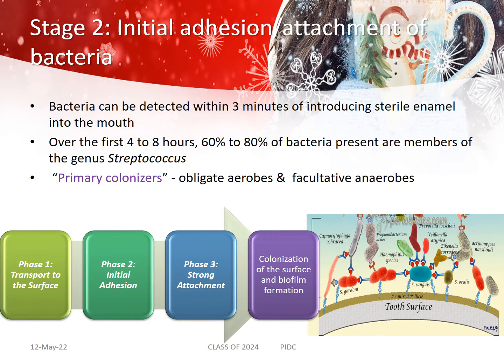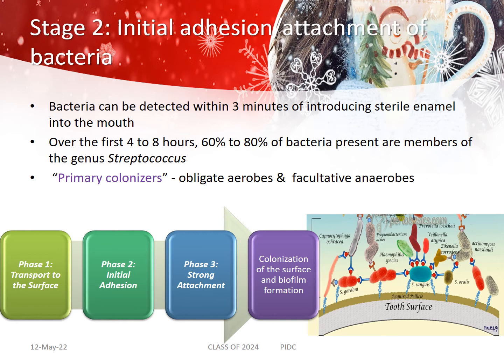Coming on to stage 2, where there is initial adhesion and attachment of the bacteria, bacteria can be detected within 3 minutes of introducing sterile enamel into the mouth. In other words, within 3 minutes of a baby being born, its oral cavity has some amount of bacterial formation. Of course, that is going to be non-pathological; it is going to be normal flora. Over the first 4 to 8 hours, 60 to 80% of the bacteria present are members of Streptococcus. Primary colonizers include the obligate aerobes and the facultative anaerobes. This is generally occurring in your oral cavity.